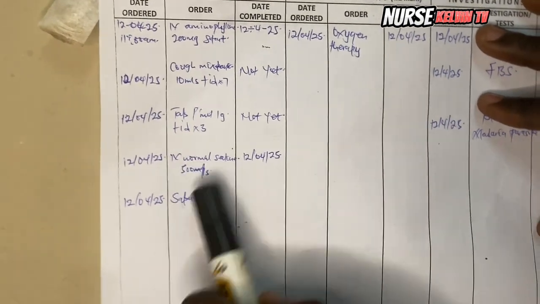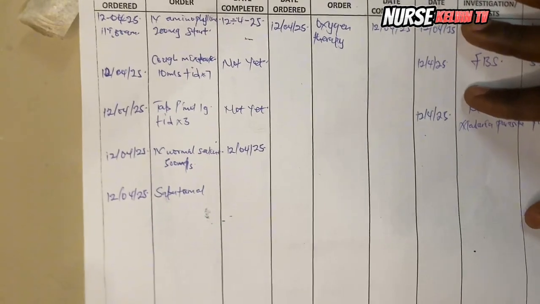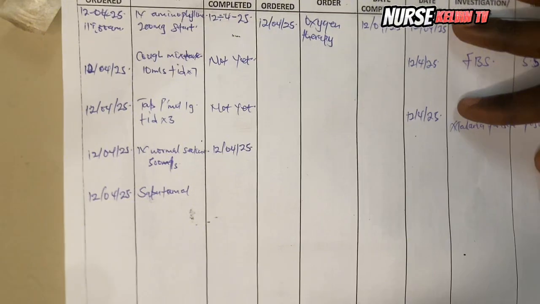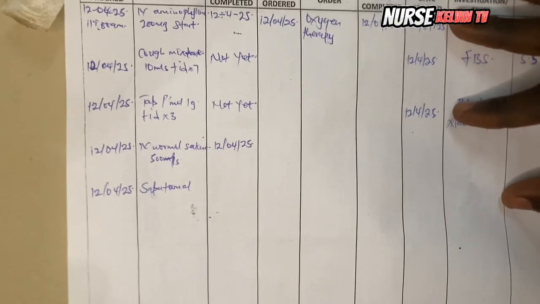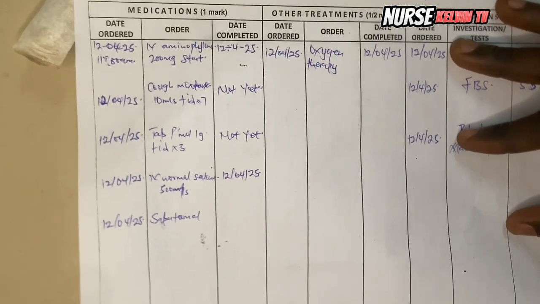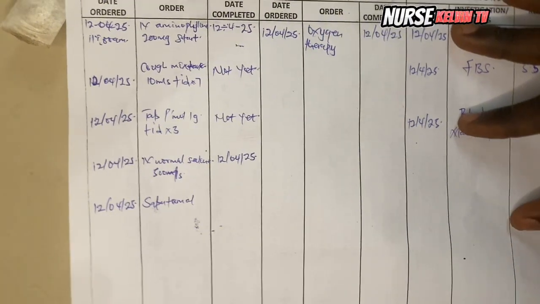Then we have IV normal saline 500 milliliters, and you indicate it. Since you have the indication you can write it inside. But when you write IV normal saline, you need to know the basics.